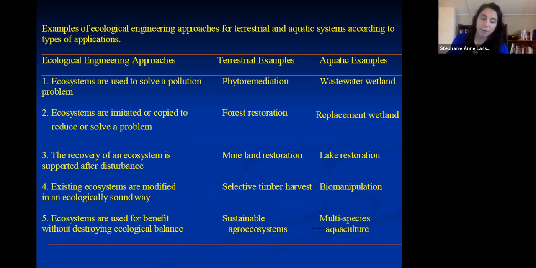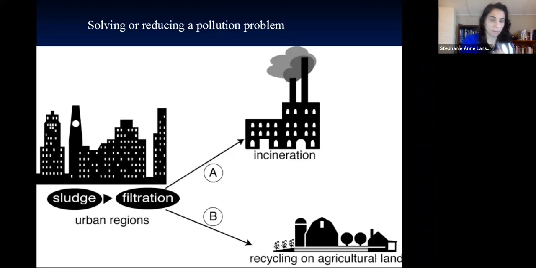We might modify it in a sustainable way, so selective timber harvesting or some sort of biomanipulation of the lake so that we can actually get it to go in the direction we want it to. Or we might use it without destroying the ecological balance, so agroecosystems or sustainable multi-species aquaculture. And then again, we want to be thinking about how we can use nutrients to create more food.